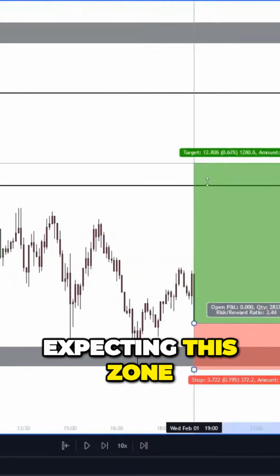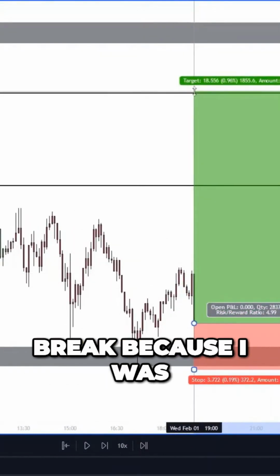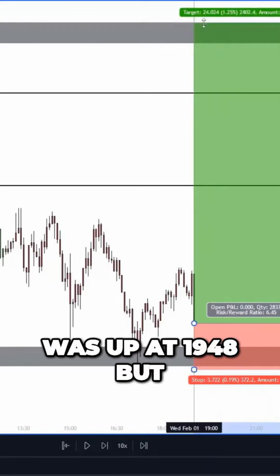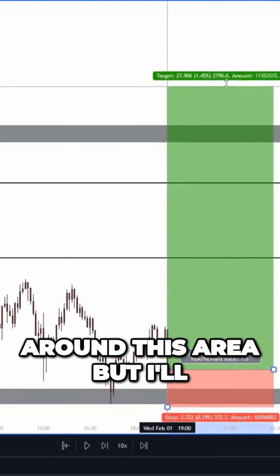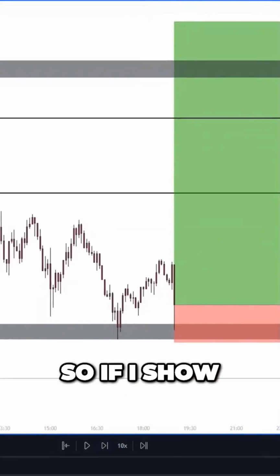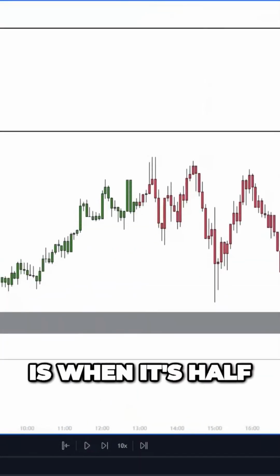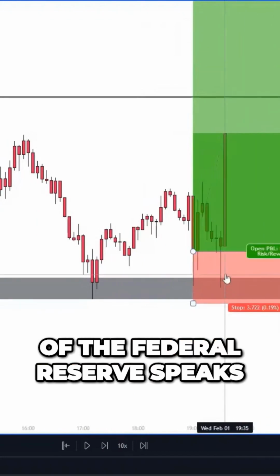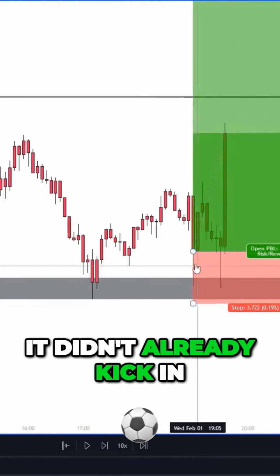So for now, I was expecting this zone to break. I was expecting this zone as well to break because I was hoping there'd be so much bullish momentum. And then my TP was up at 1948. But on this account, I think I held it till around this area, but I'll play out what happened. So if I show you, at 7:30 is when it's half an hour after FOMC. This is when Jerome Powell, the chair of the Federal Reserve, speaks. And this is often when movement kicks in, if it didn't already kick in at 7.